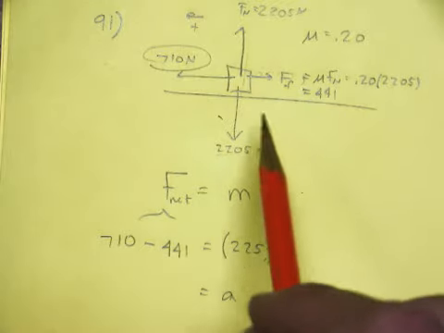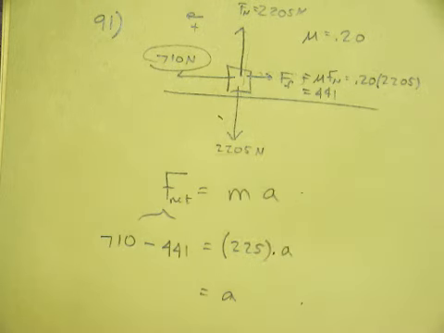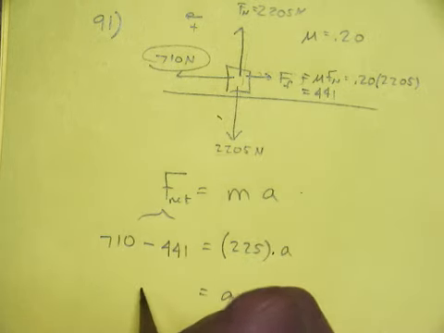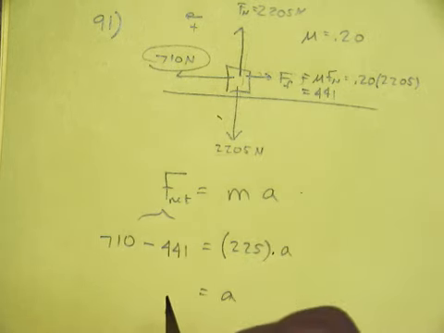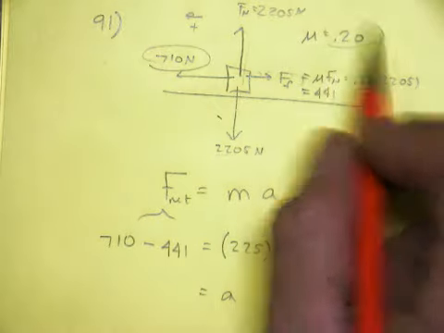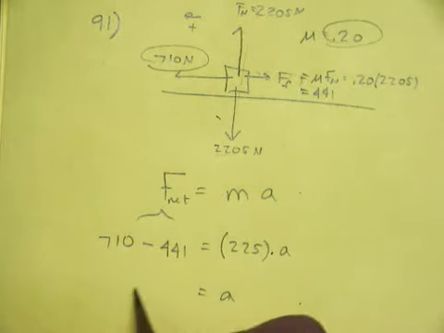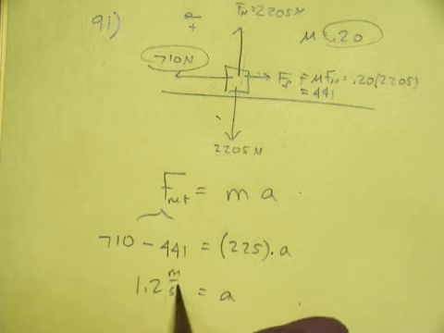How many significant figures do we have to have? Looks like everything has 3, so probably 1.20. The book has 1.2. Why is that? Oh yeah, the coefficient of friction only has 2, so your answer can only have 2. 1.2 meters per second squared.